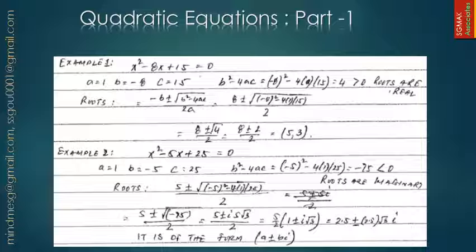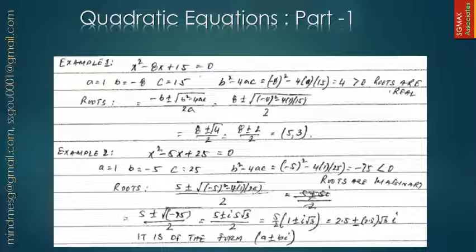So for this particular problem, roots are 8 plus minus 2 divided by 2. We knew the roots are real. They are 5 and 3. You can always validate the roots by taking each individual root, putting it back in the equation, and seeing if it satisfies the equation or not. So 5 as well as 3 should satisfy the original equation, x squared minus 8x plus 15 equals 0.